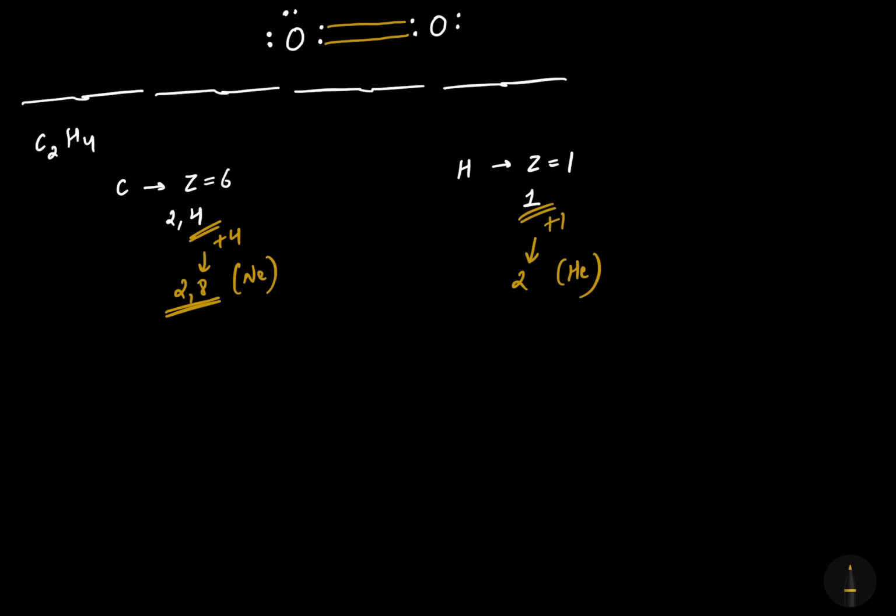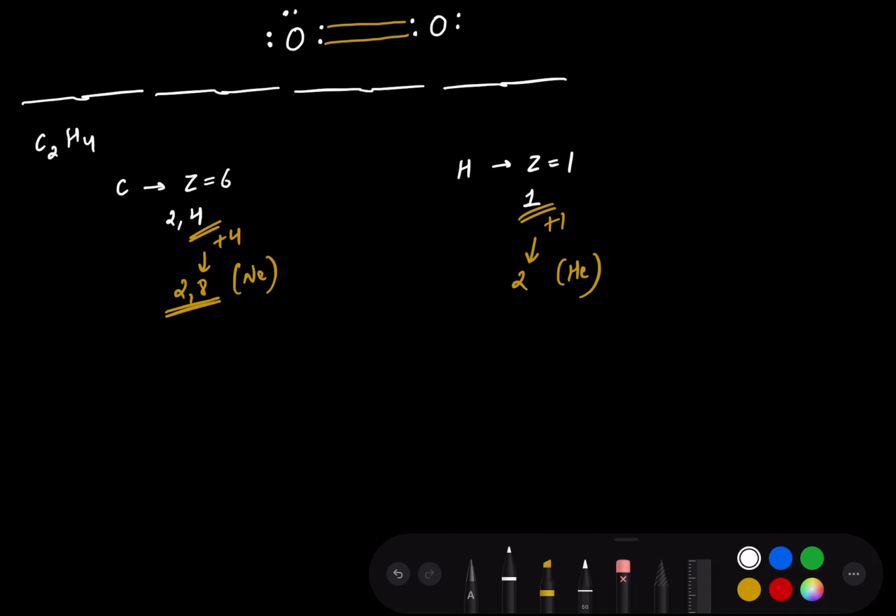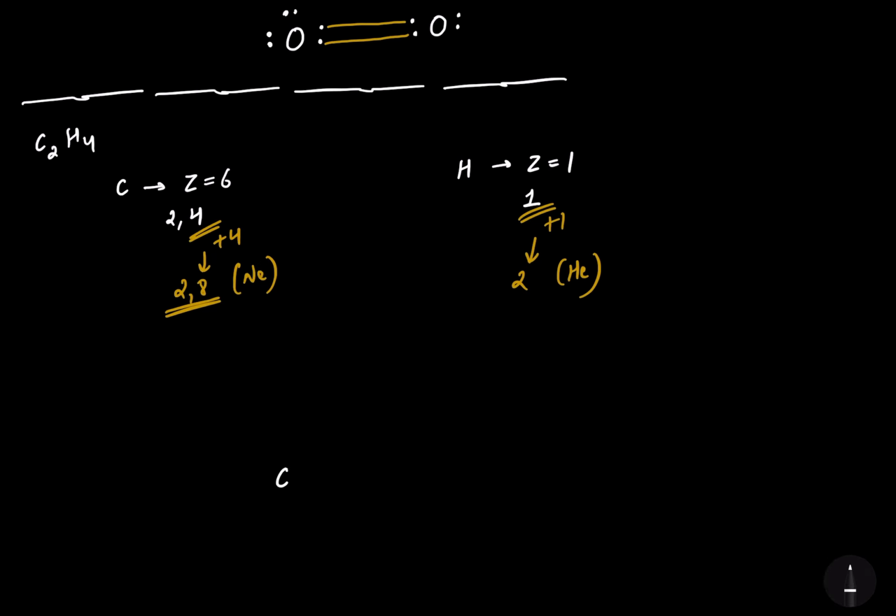Okay, let me draw the structure of C2H4. So that's my carbon. Carbon has 4 valence electrons: number 1, 2, 3, 4. We have 2 carbons, each with 4 valence electrons. How many hydrogens do we have? 4. Now always remember, in any hydrocarbon, hydrogen will never bond with another hydrogen. It will form bonds only with oxygen and carbon in any hydrocarbon or organic compound.